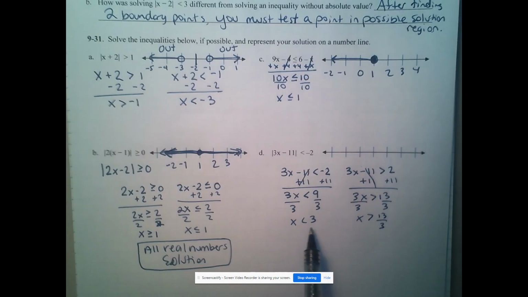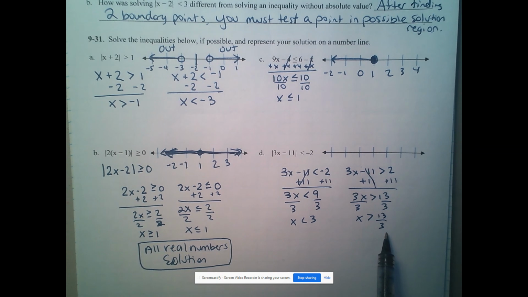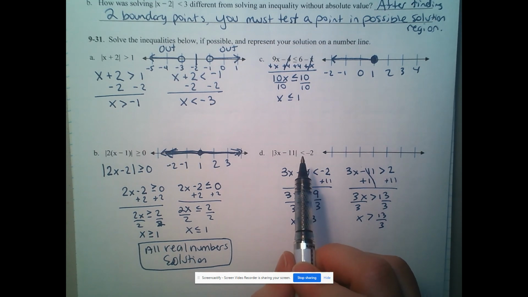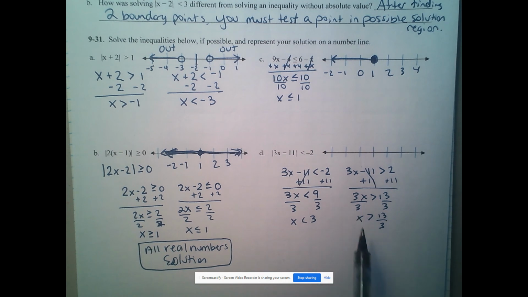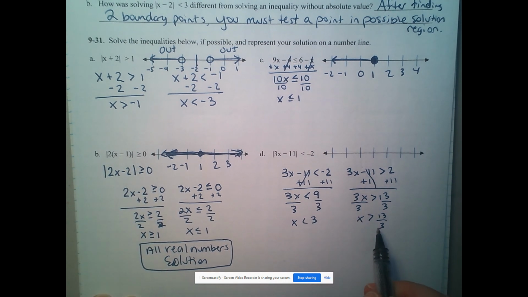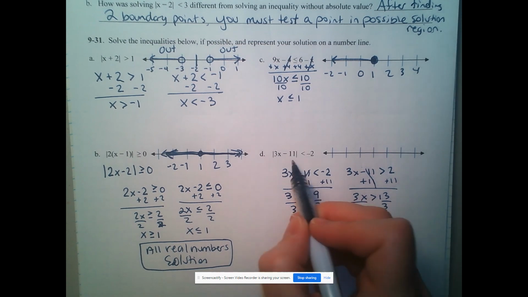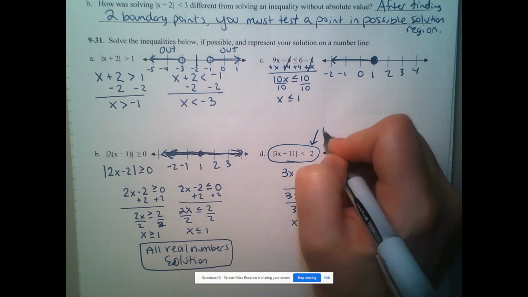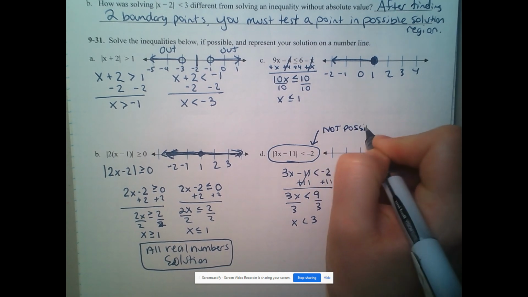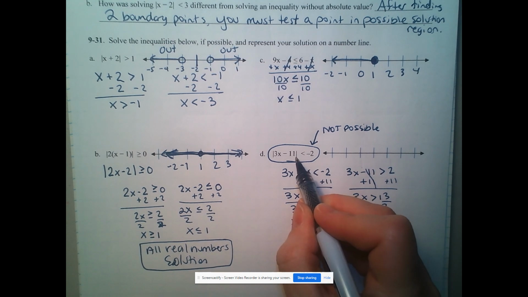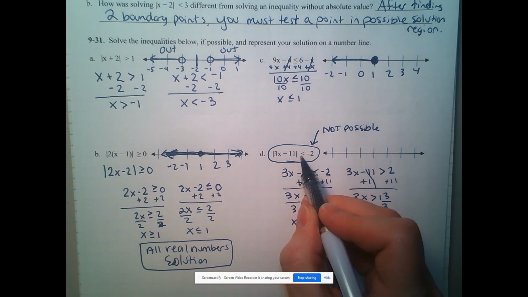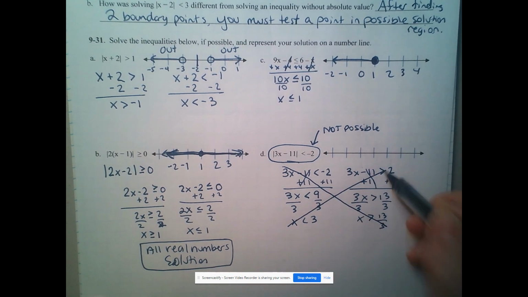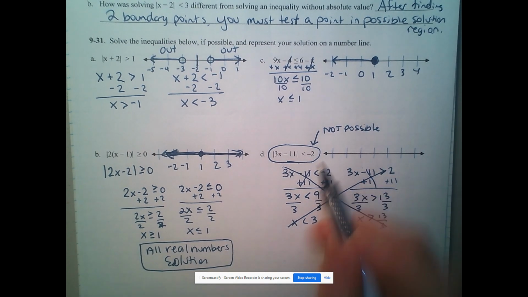X cannot be less than 3 and also greater than 13/3. It's not going to work, and I'm going to tell you why, and it should have been noticed way back up here. The absolute value of a number cannot be less than -2. So if you go through all of this work and you tell me that this is your answer, I'm going to mark it wrong, because way back up here, before you did any work at all, you should have picked out and said, this is not possible. It is not possible to have the absolute value of anything less than or equal to a negative. So none of this work should have been done. And you should have done literally no algebra at all.